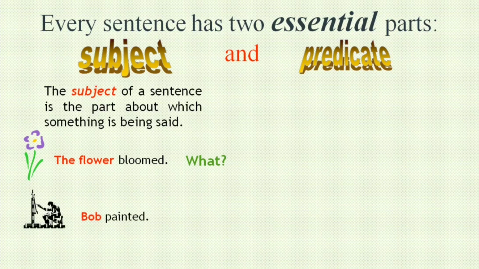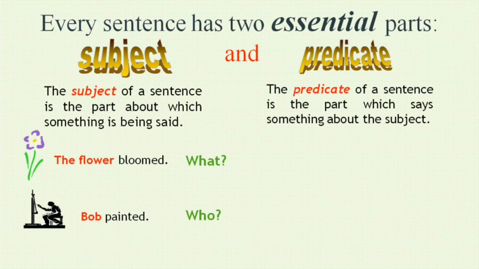The next one is Bob painted. In this sentence, something is being said about Bob. That is why Bob is a subject. We can make a question with who to find out the subject. Who painted? The answer is Bob. That means Bob is a subject.